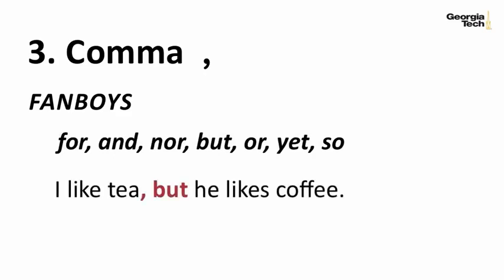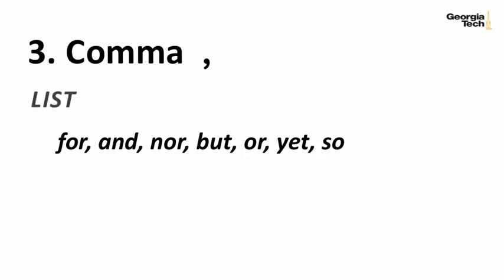Also, use commas with fanboys: for, and, nor, but, or, yet, and so, when you use these words to connect 2 sentences. Next, a list is where you would need commas. Look at how I wrote all of the fanboys. I had to put a comma in between all of them because they are a series or a list of things.